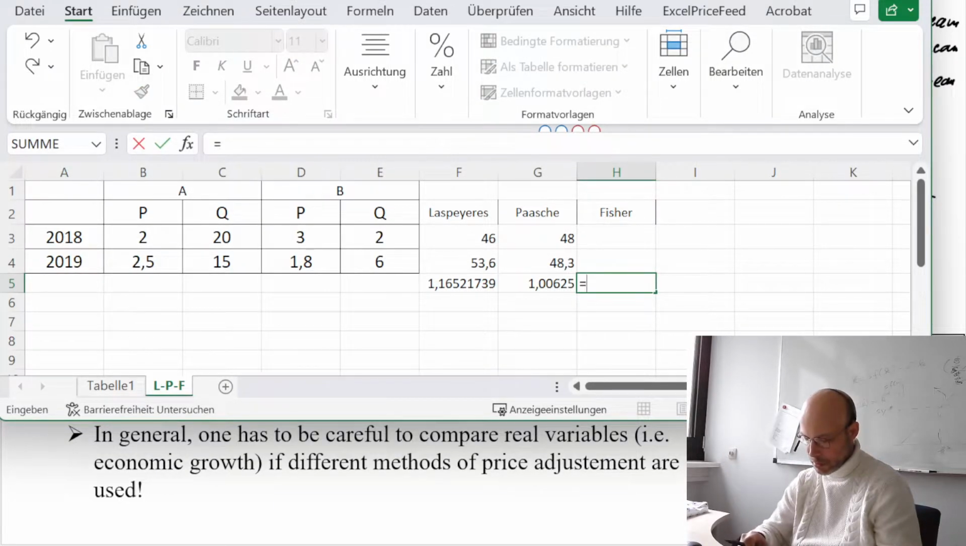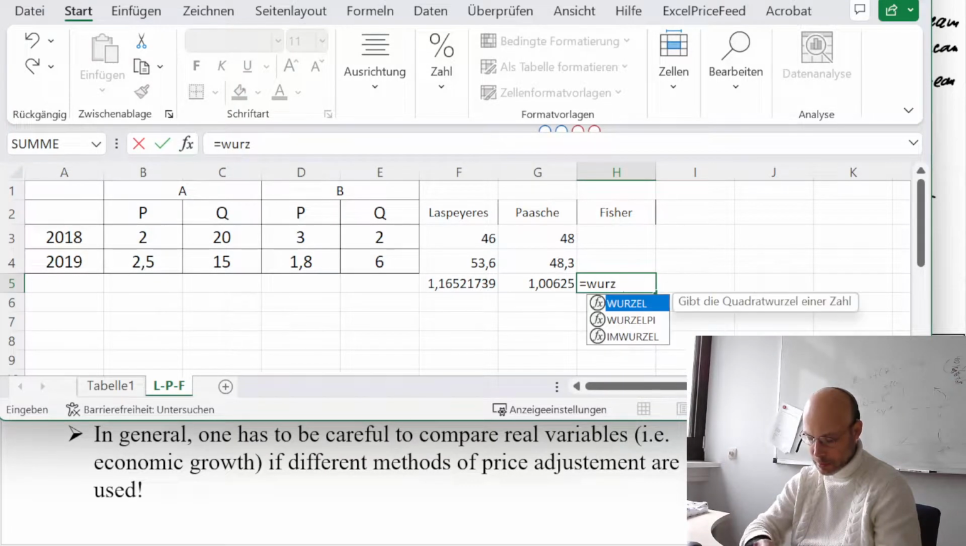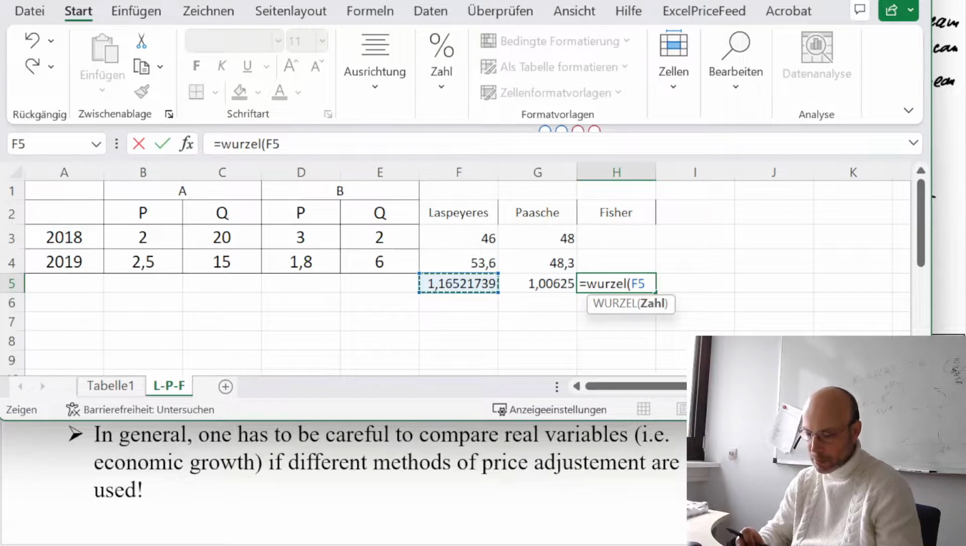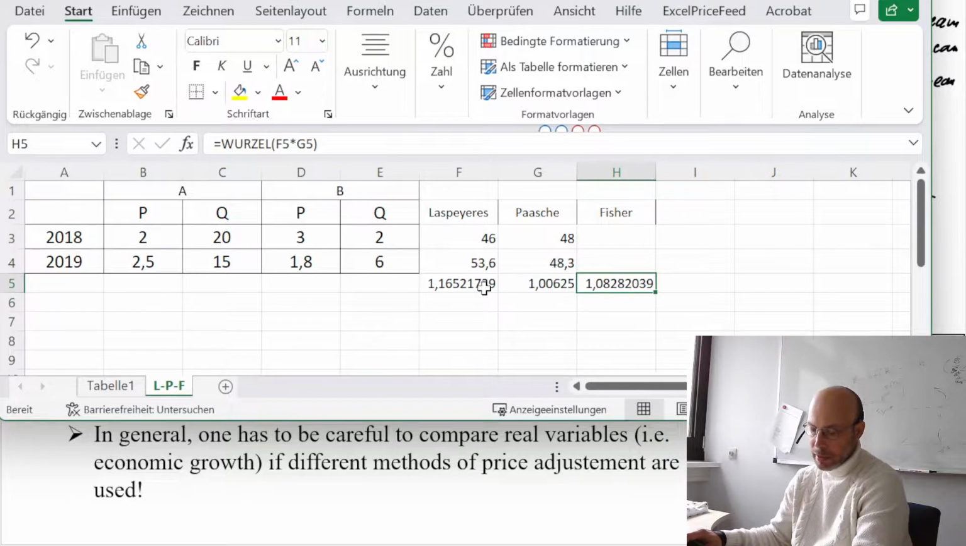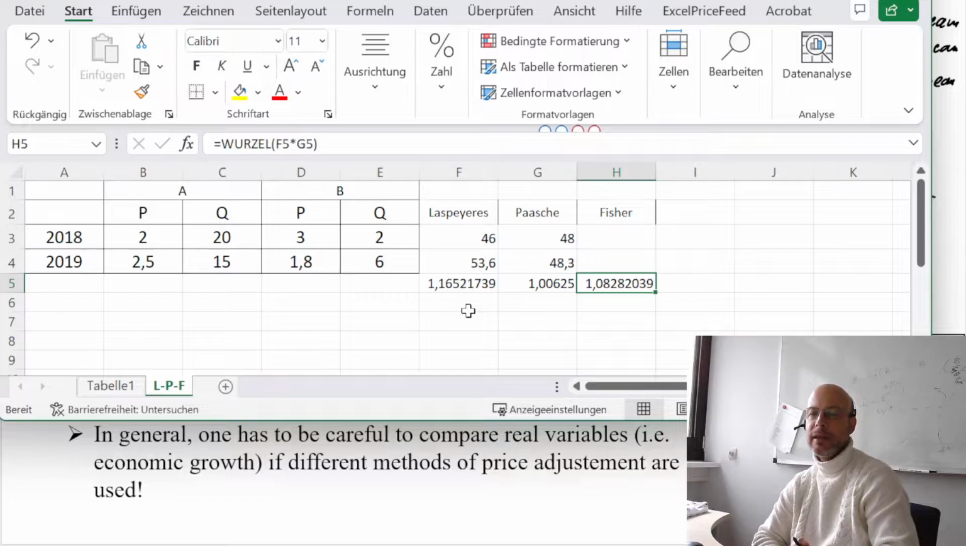So we end up with square root of 1.16 times 1.006, and this would be then the geometric mean, and here we see also that 1.08 is more or less in the middle between the last pair index and partial index. Okay, but this is nothing else than just using the definition.